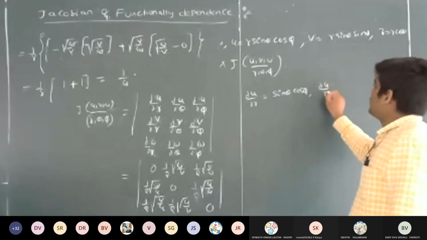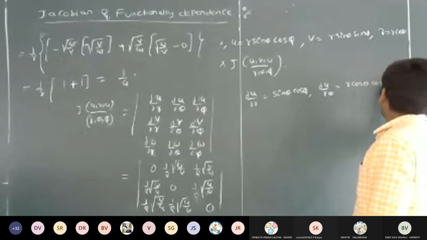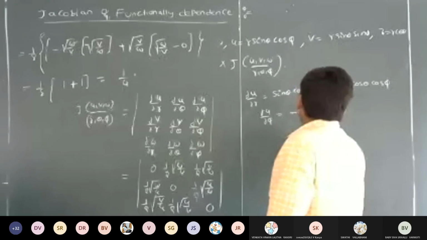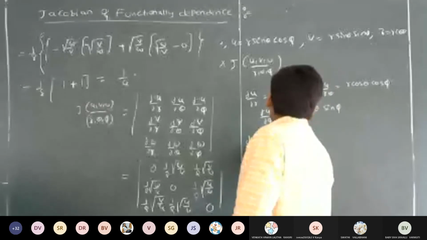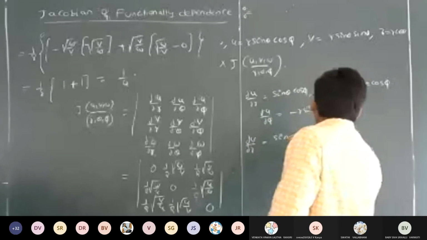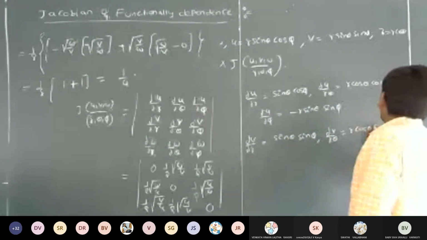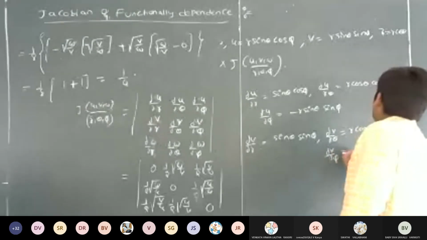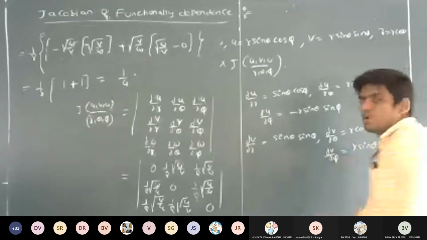Next, what is ∂u/∂theta? So r cos theta cos phi. Next, what is ∂u/∂phi? Minus r sin theta sin phi. Next, coming to v. What is ∂v/∂r? It is nothing but sin theta into sin phi. Next, what is ∂v/∂theta? It is r cos theta into sin phi. Next, what is ∂v/∂phi? It is r sin theta into cos phi.